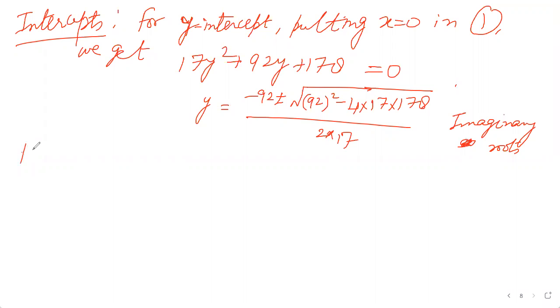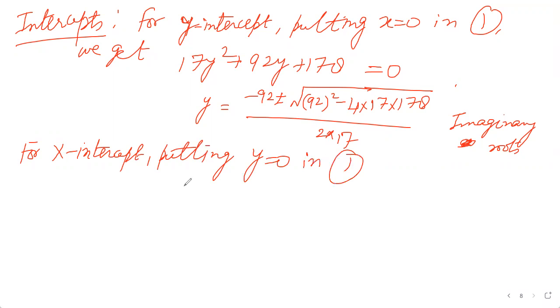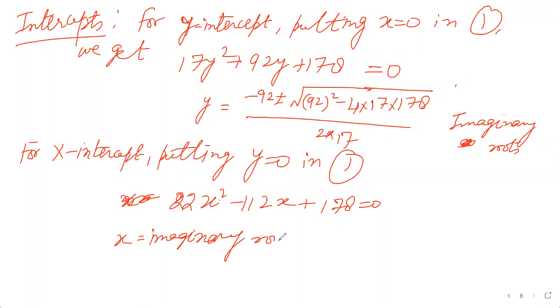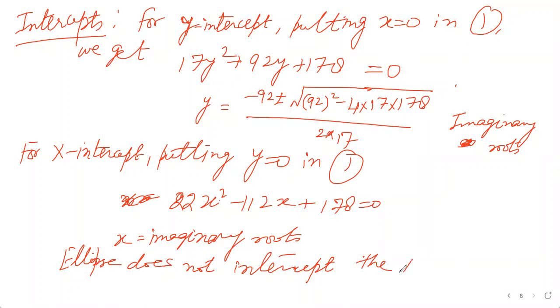Now for x intercept, putting y is equal to 0 in 1, ये भी आपके पास x जब आप सॉल्व करेंगे तो इट इज बिकमिंग 22x स्क्वायर minus 112x plus 178 is equal to 0, again it will give you imaginary roots, ठीक है, so ellipse does not intercept the x-axis and y-axis, क्योंकि both are the imaginary roots. So now you can plot the ellipse.